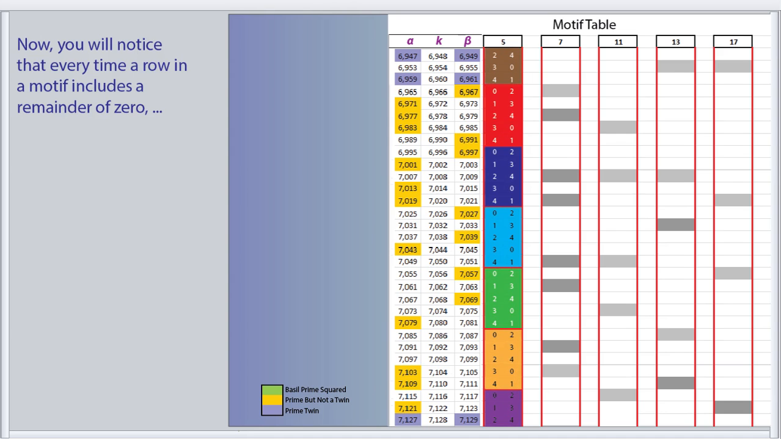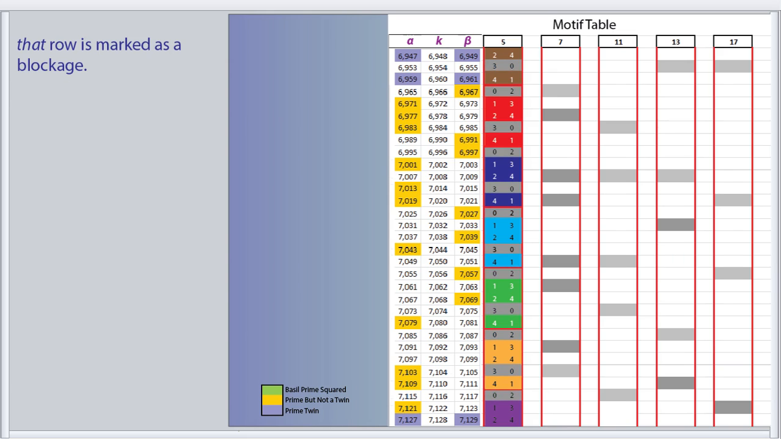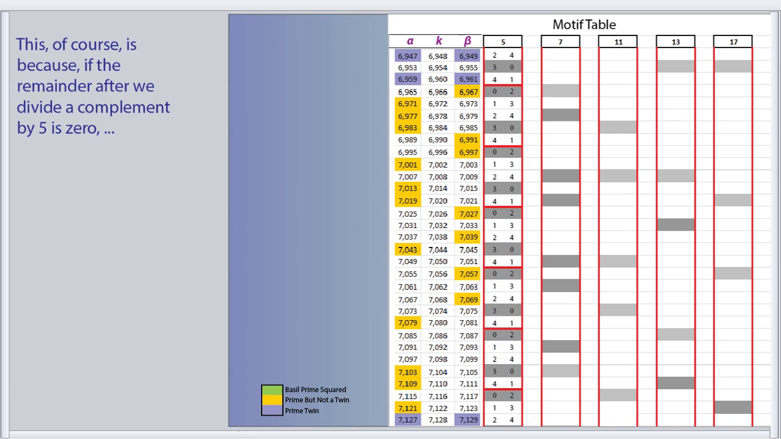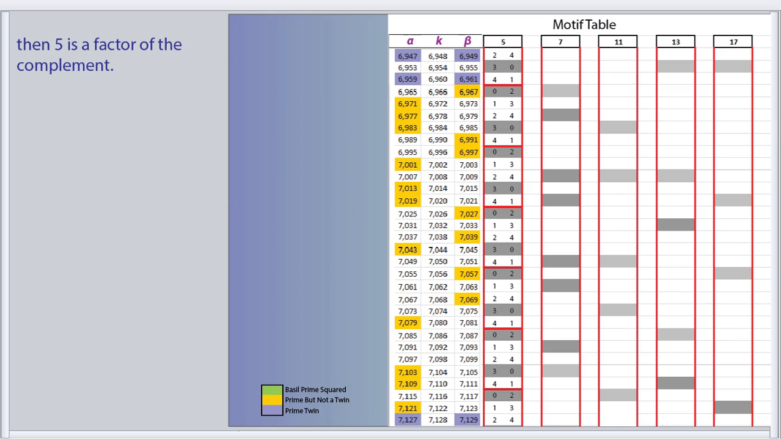Now you will notice that every time a row in a motif includes a remainder of 0, that row is marked as a blockage. This of course is because if the remainder after we divide a complement by 5 is 0, then 5 is a factor of the complement. It therefore blocks that K row from containing a pair of twins.